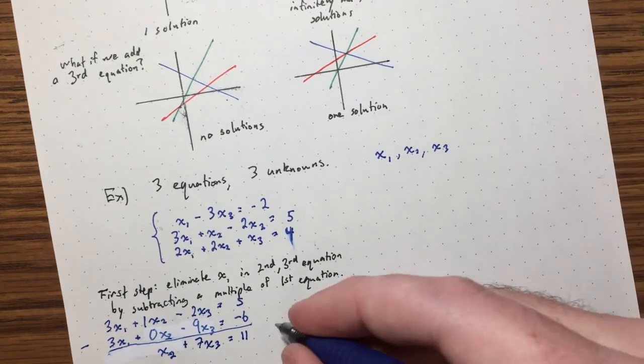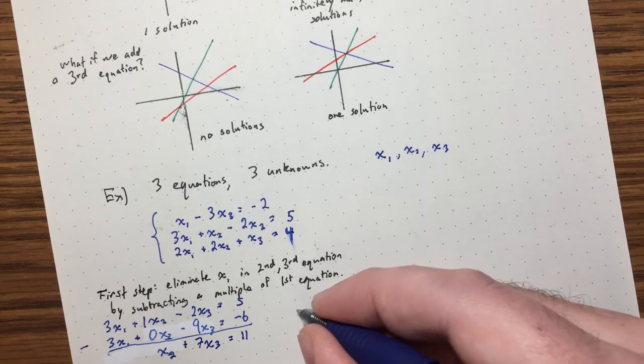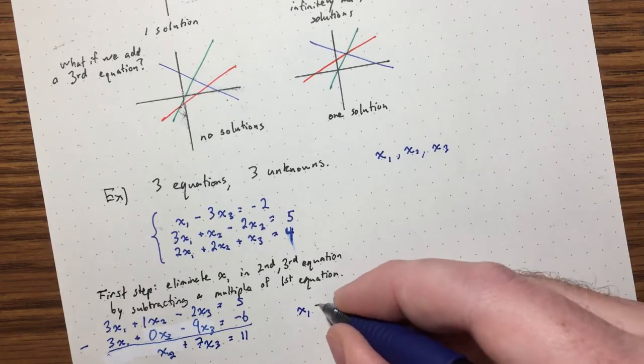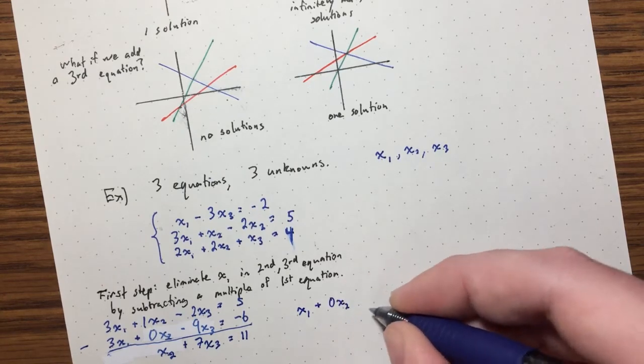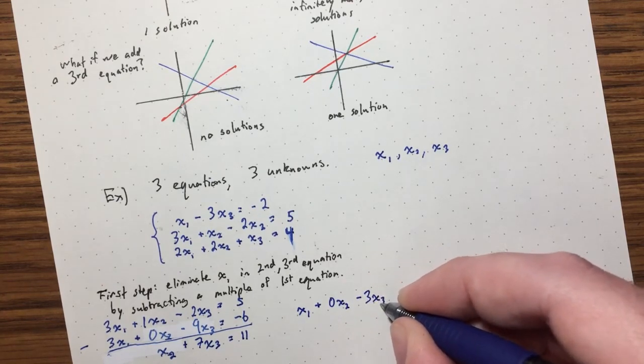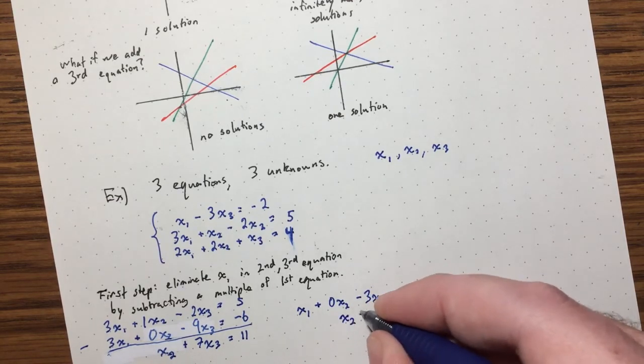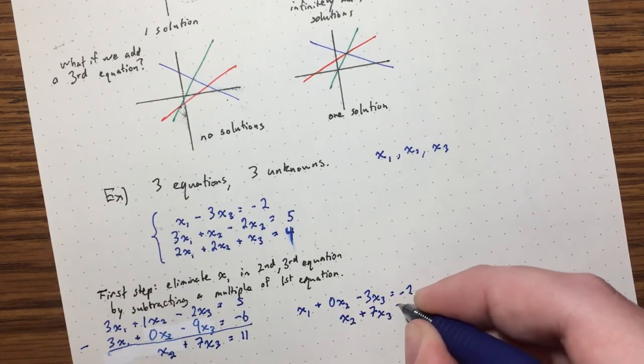Okay, so I'm going to write my system of equations out here again. Let me just put a 0x2 minus 3x3 equals -2. That's my new second equation. x2 plus 7x3 equals 11.